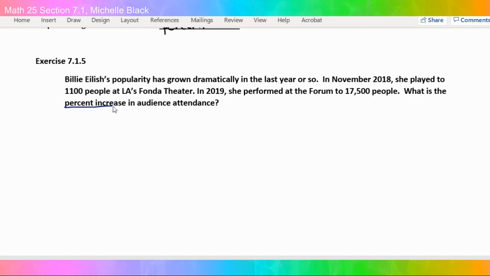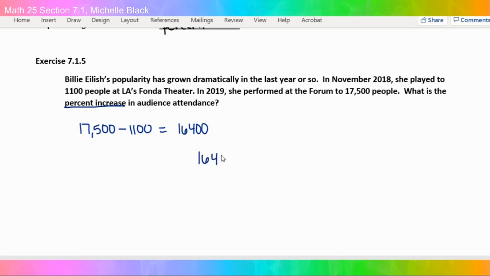Okay, so we know we're doing an increase, so let's figure out how much her audience has increased over the last year, just between these two shows. So at her most recent show in this problem, there were 17,500 people in attendance compared to the show in November where there were 1,100 people in attendance. If you subtract that on your calculator, you get 16,400. So there was an increase of 16,400 people from the show at the Fonda Theater versus the show at the Forum.